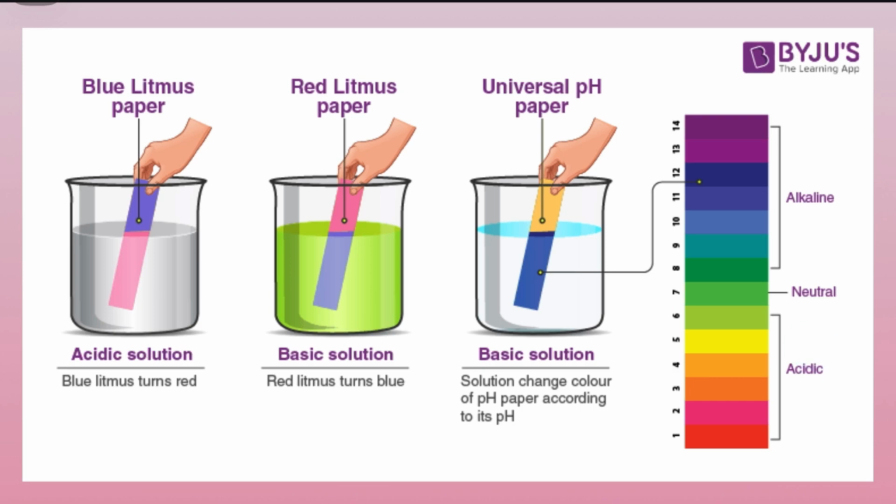Today I will be talking about our experiment number 2, identifying common acids, bases, and salts using indicators. Now, before we head on to explaining our experiment, let me first explain the indicator that we used. The indicator that we used is litmus paper.